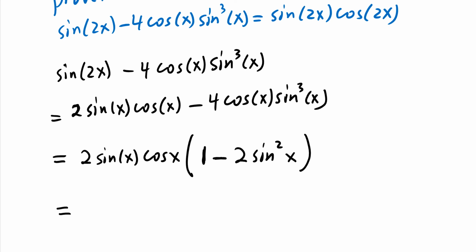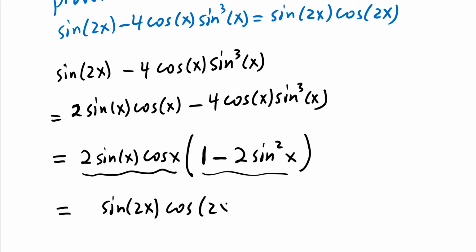But wait, notice this part here, that's sine 2x. If you look on the upper right side of the page, I need sine 2x, and that's really sine 2x. What about this, 1 minus 2 sine squared? That's really cosine 2x, and that's what we were looking for, to prove this identity.